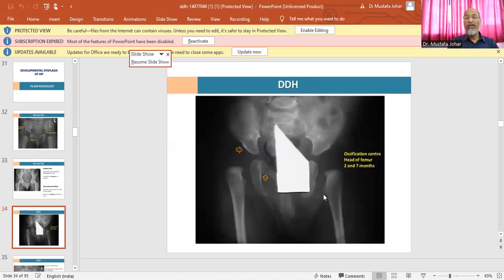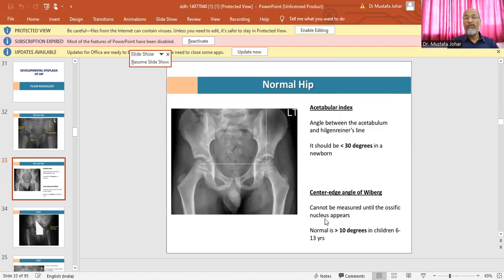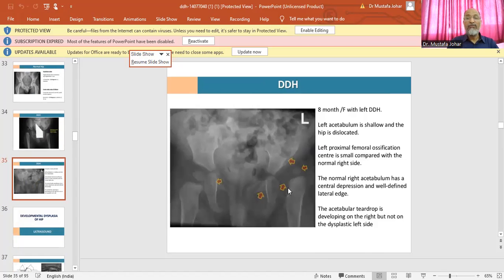Then you have the CE angle, which cannot be measured until the ossific nucleus is apparent, because you need to have a center of the head of the femur. Normally it is about 10 degrees in a child aged 6 to 13 years. Then the ossification center of the head of the femur appears at the second to 7th month of age, and so it is difficult to know the position of the head of the femur in a child who is less than 6 months of age.